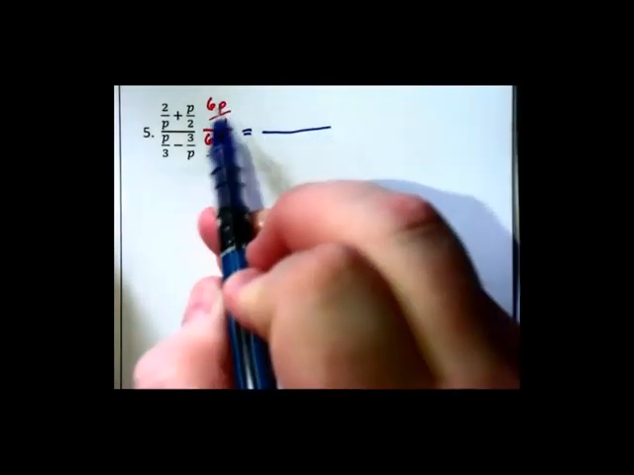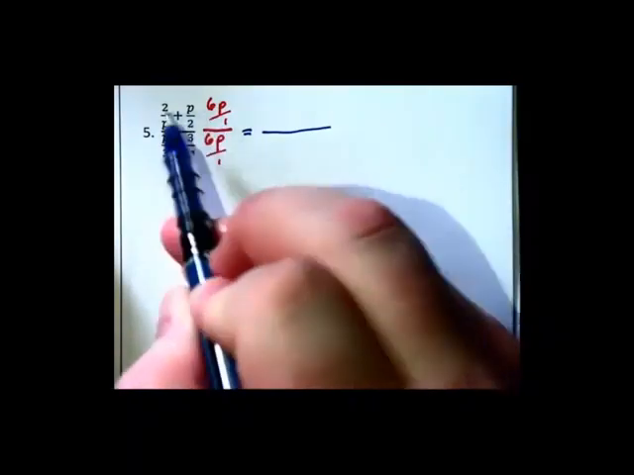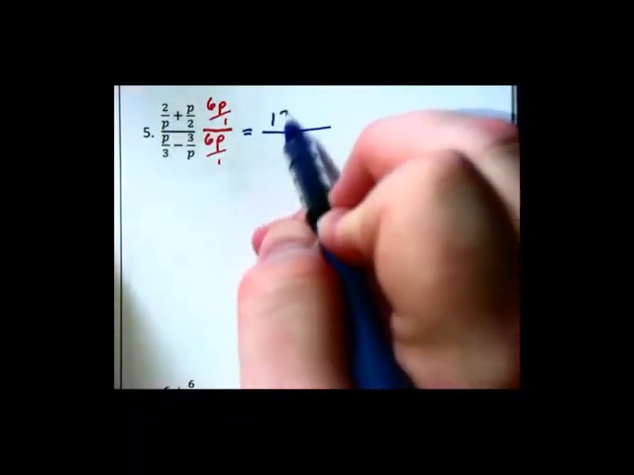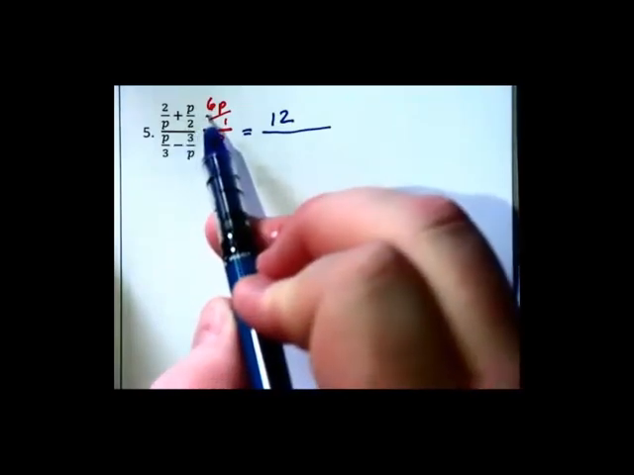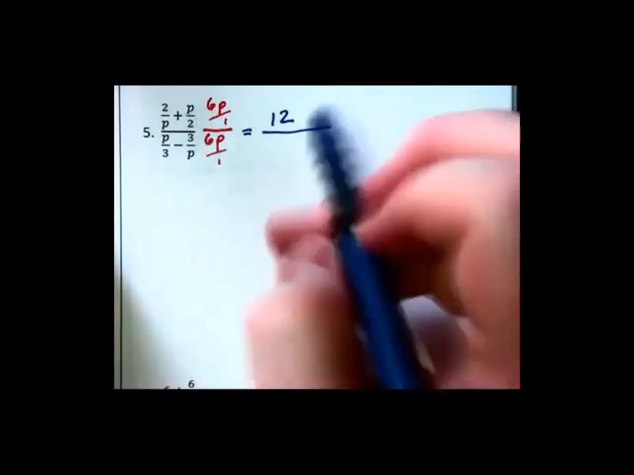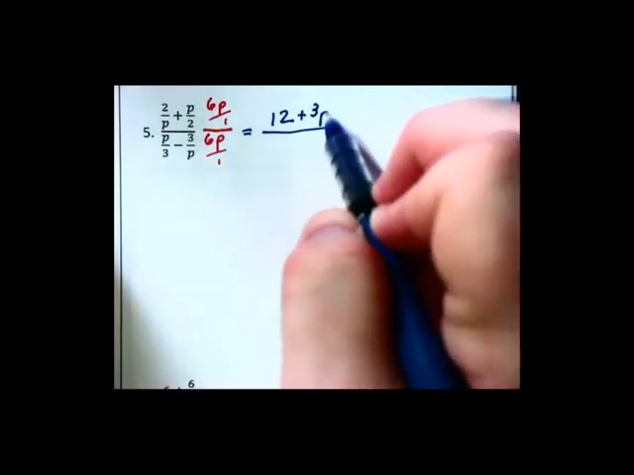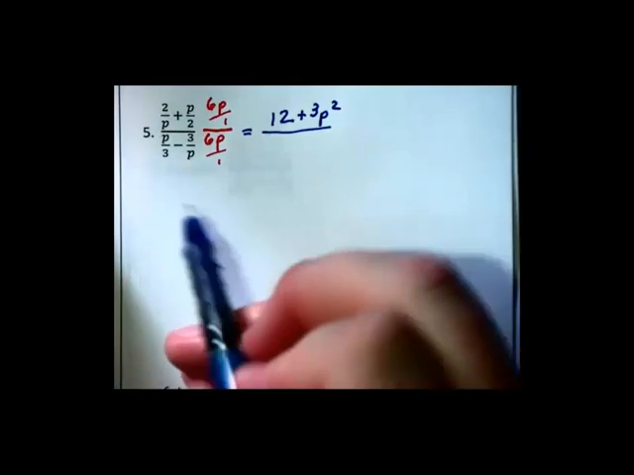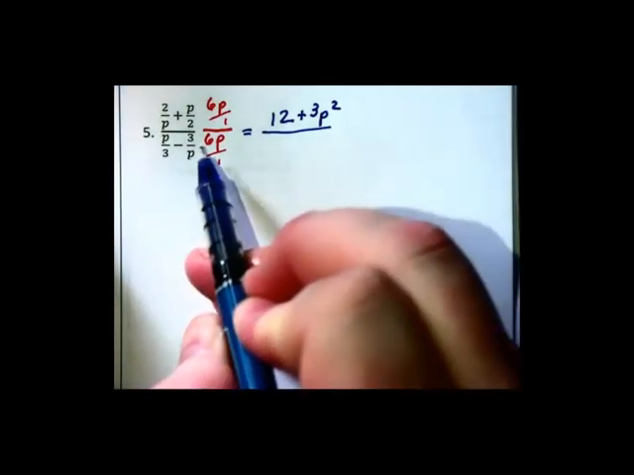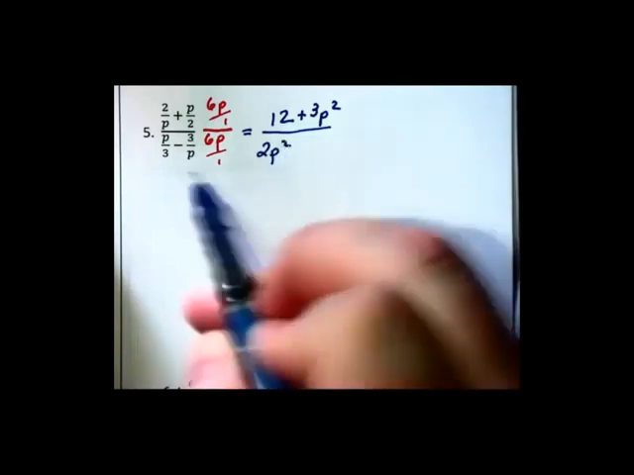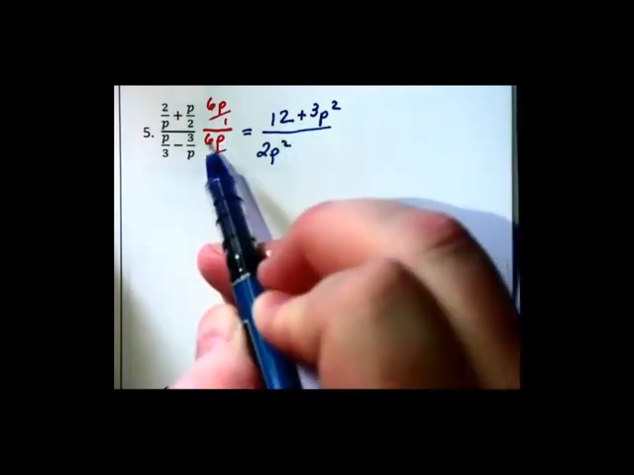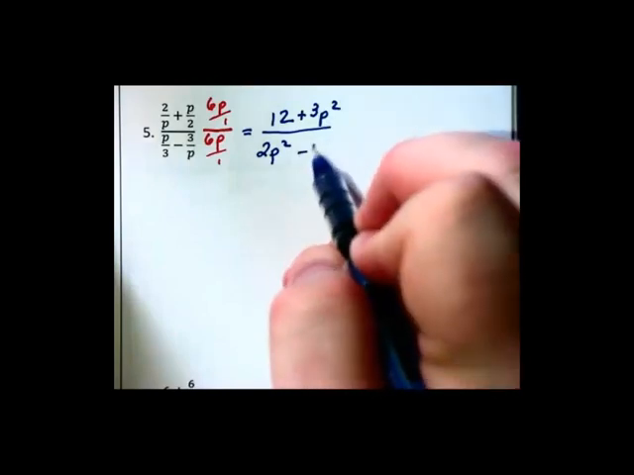So here we go, starting with the top left corner. When we do our distribution, the 6p will cancel out with the p, leaving 6 times the 2 that's already there, making 12. In the top right corner, the 2 cancels with the 6p, leaving 3p times another p, so plus 3p squared. In the bottom left, the 3 will cancel with the 6, making it 2p times the other p, 2p squared. And in the bottom right, the p's cancel, leaving 6 times the 3 that's already there, so minus 18.